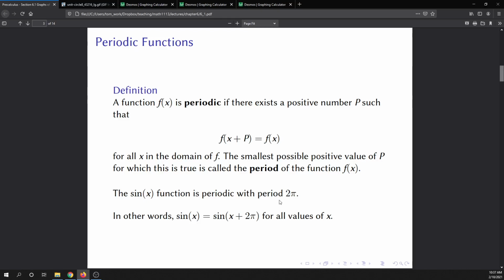All right, so the sine function is periodic with period 2 pi. And then if you look at this definition of periodic and apply it to the sine function, it says that the sine of x plus the period, which is 2 pi, so in this case sine of x plus 2 pi, would just be equal to sine of x for all values of x.